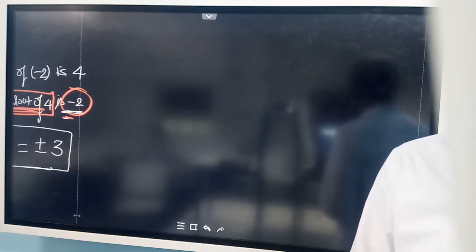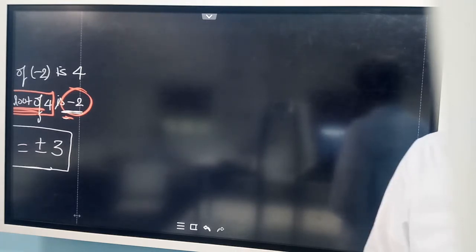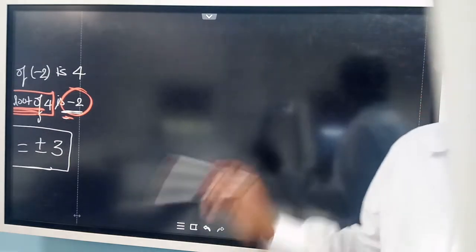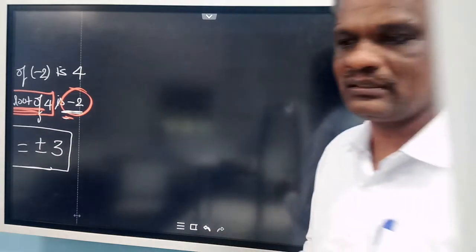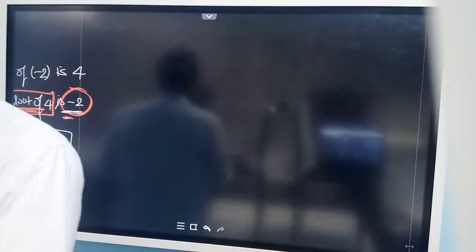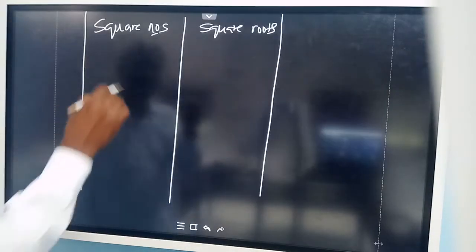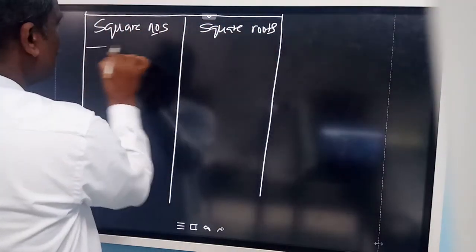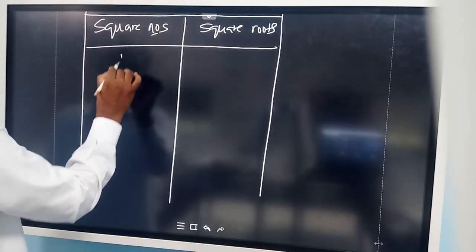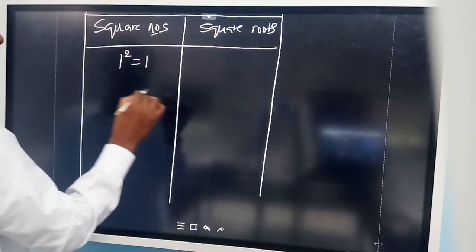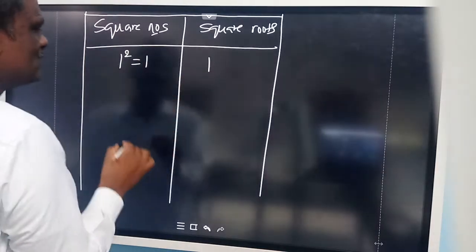But in class 8, you are going to learn only positive numbers. Negative numbers we are not going to include here. Is it clear? So we will take square numbers and their square roots now. Square number 1 square means it is 1 only. Square root of this 1 is 1 itself.